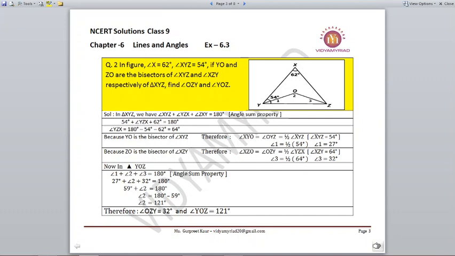So according to the question, both the angles we were able to find out. Your angle OZY was half of the total angle, that comes to 32, and YOZ comes out to be 121 degrees.